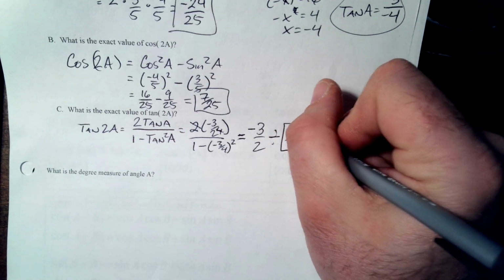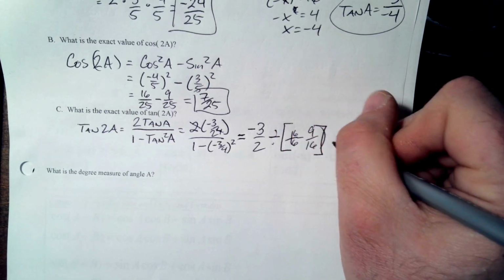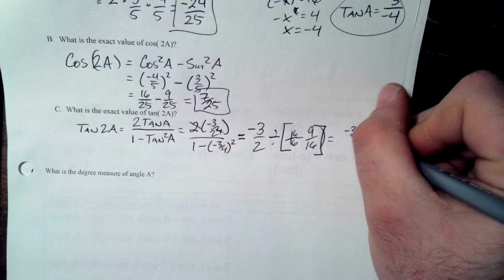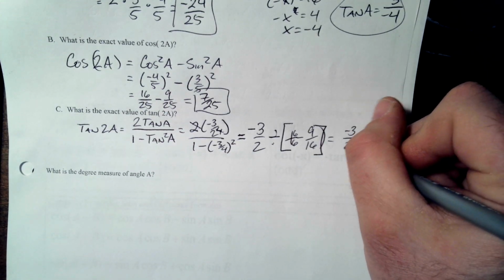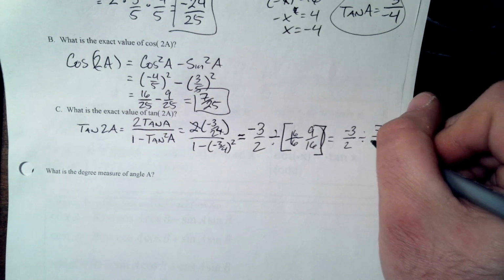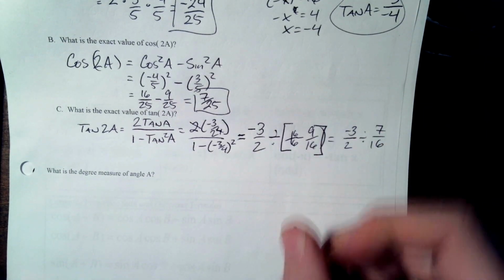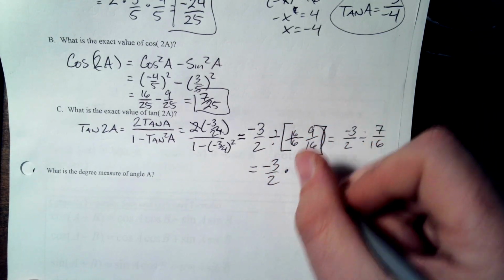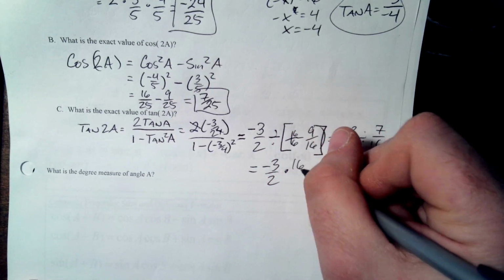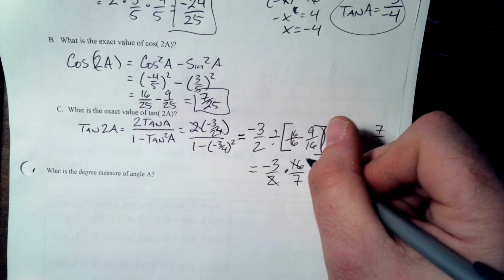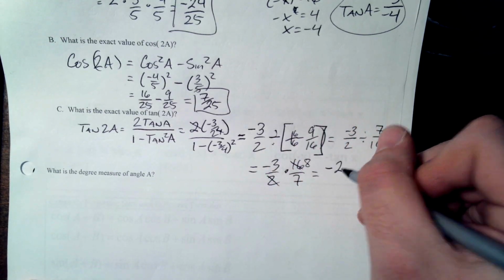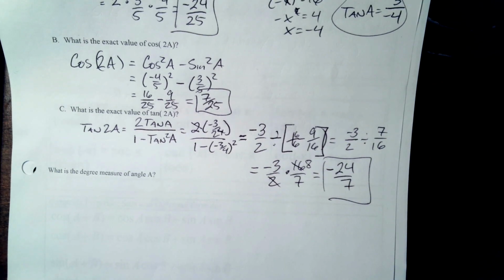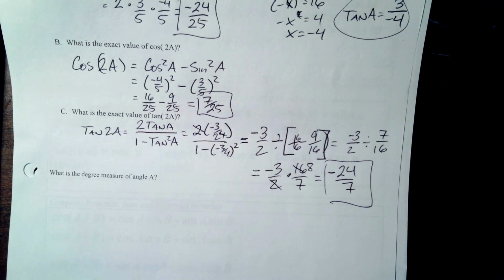1 we can make into 16 over 16. 16 minus 9 is 7. So we're really looking at negative 3 over 2 divided by 7 over 16, which we can now keep, change, and flip to make negative 3 over 2 times 16 over 7. 2 and 16 both divide by 2, so we get negative 24 over 7 is the exact value of the tangent of 2a.